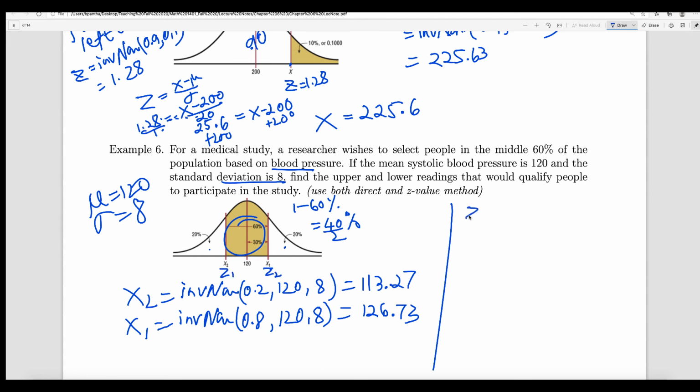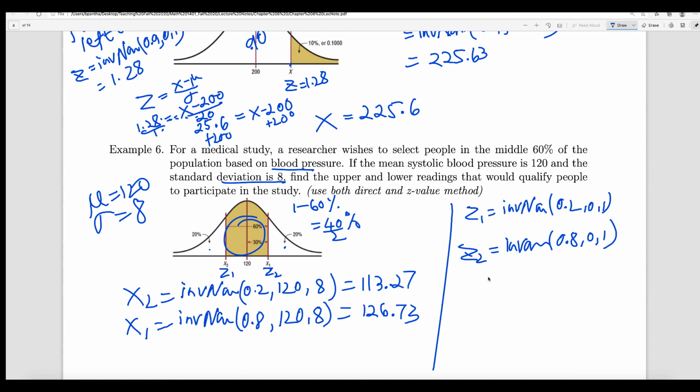So how do you find out g1? It is inverse norm, and then the left area is 0.2, right? And then mean is 0, sigma is 1. That's what you do. And you need to find out g2 as well. G2 is inverse norm, and then 0.8, and then 0, 1. Find out g1 and g2.